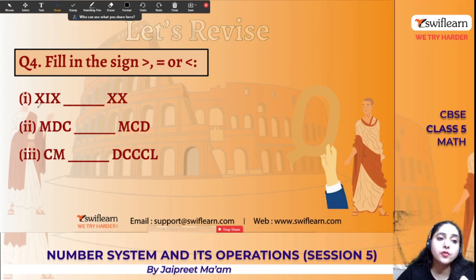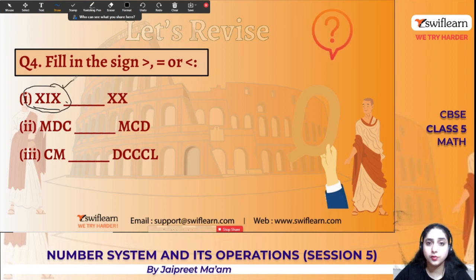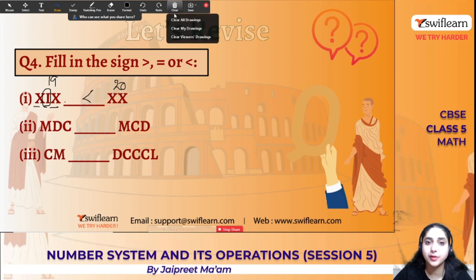So the first comparison is written XIX. So don't say that there are 3 alphabets, 3 letters, so this will be greater, this will be wrong. So it means X and in the middle we have a smaller value, that means it's 19. Okay, and it's 20. So 20 is greater. Don't count the alphabet, that will be wrong.